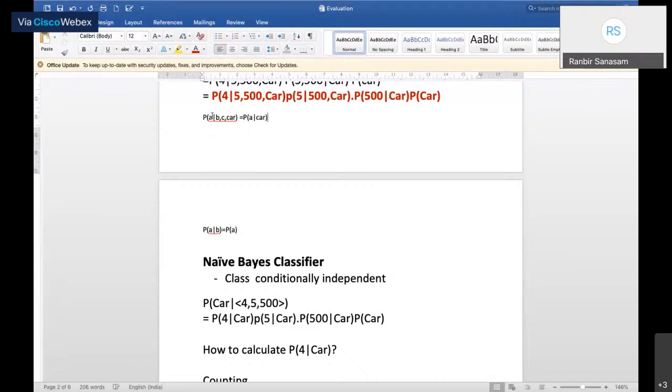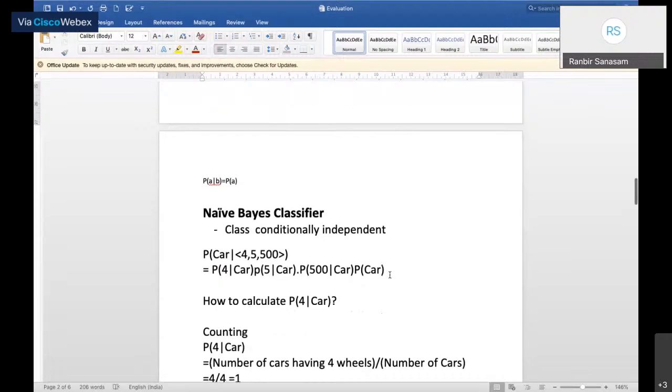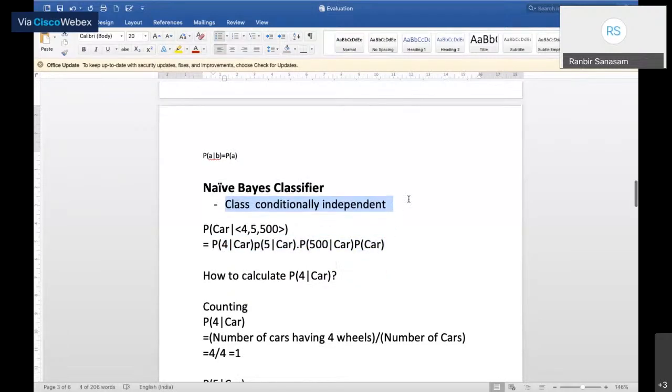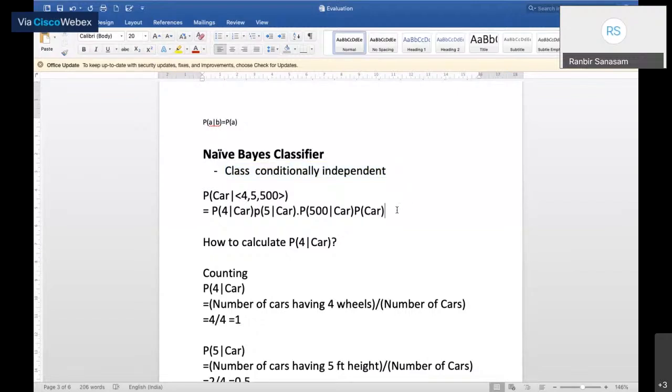Okay. So now A is conditionally independent of B and C, so I can write this as A given car. That is what I'm simplifying here. The moment I apply this simplification, it is called the naive Bayes classifier. So the naive classifier is nothing but the Bayesian classifier with the class conditional independence assumption. Okay, so this is the naive classifier.